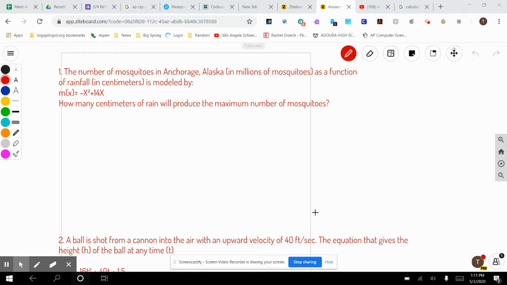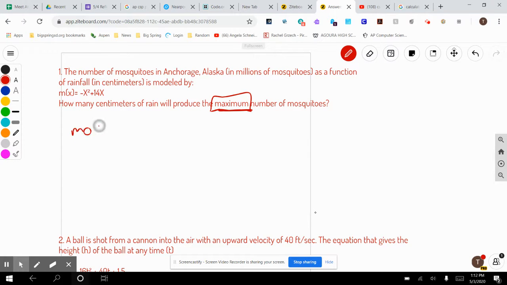So example number 1, keyword here, maximum. Whenever you think of maximum, think of basically the vertex, negative b over 2a. Now, notice that the number of mosquitoes was written as a function of the rainfall.